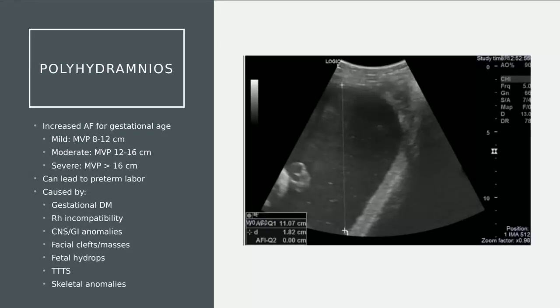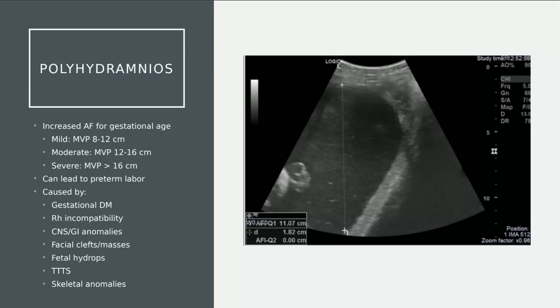In reality, they're not. It's going to be caused by gestational diabetes, RH incompatibility, central nervous system and gastrointestinal anomalies, facial clefts and masses, fetal hydrops, twin-to-twin transfusion syndrome, which we will learn about, and skeletal anomalies. The skeletal anomalies are going to be back to that cellular level that we'll learn about. Fetal hydrops we're going to learn about as well. Gestational diabetes and RH incompatibility are processing disorders, so that placenta is going to play a role in this polyhydramnios development.